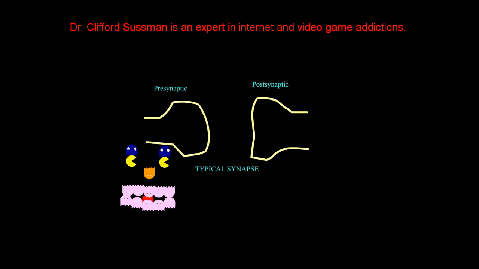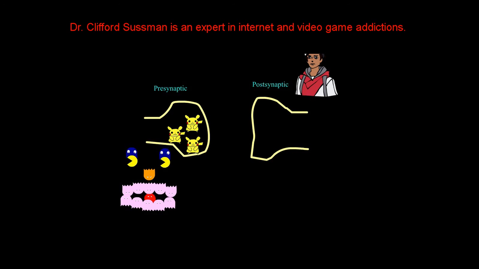So here I have the end of the presynaptic neuron, the neuron before the synapse, and the beginning of the postsynaptic neuron after the synapse. Now, the presynaptic neuron communicates with the postsynaptic neuron by releasing a substance into the synapse called a neurotransmitter. Dopamine is the key neurotransmitter involved in pleasure. Now, each little Pikachu that you see there in the presynaptic neuron represents a molecule of dopamine. And the man in the corner, he represents the person whose brain we're talking about. Dopamine gets released by the presynaptic neuron into the synapse. Then it gets taken in by the receptors on the surface of the postsynaptic neuron.